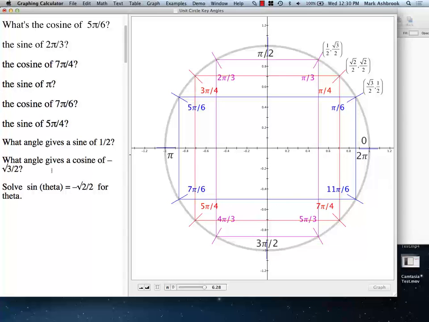Okay, what angle gives a cosine of radical 3 over 2? What angle gives a cosine of radical 3 over 2? Yeah? Pi over 6 and 11 pi over 6. He wants pi over 6 and 11 pi over 6. Agree? That's right. Are there any more angles that give a cosine of radical 3 over 2?